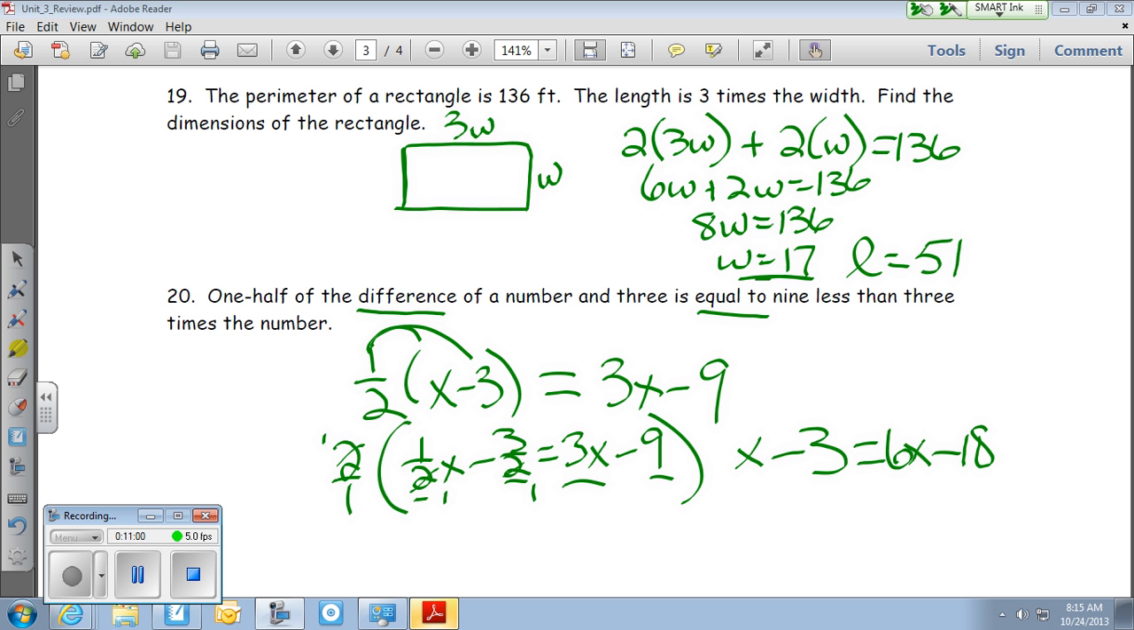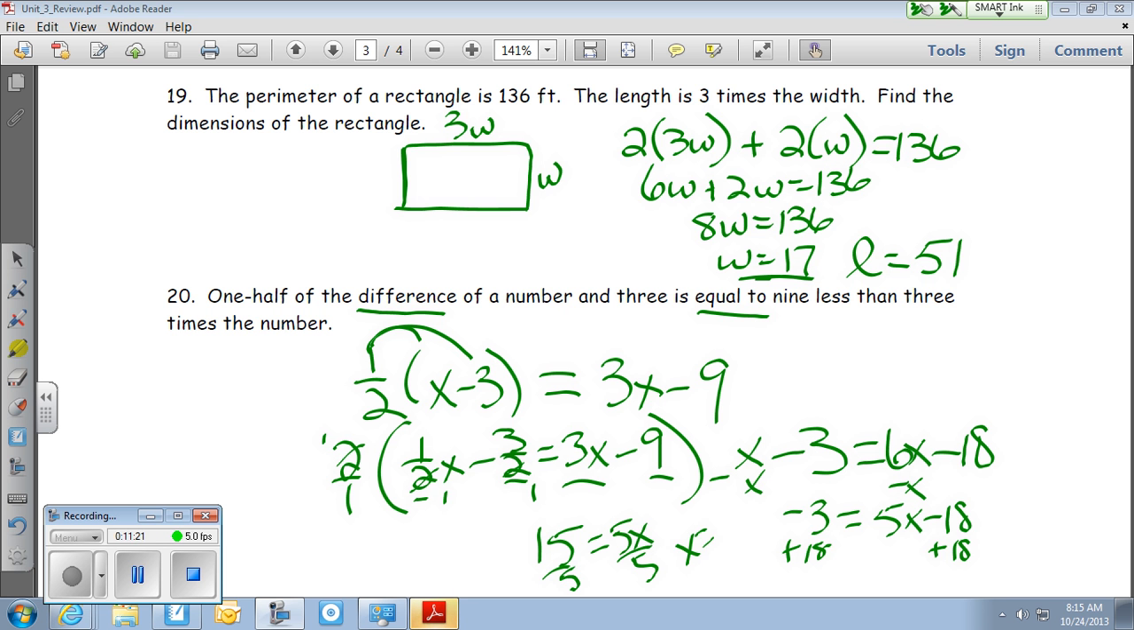Then I'm going to move my variables to one side. So I'm going to subtract x. I get negative 3 is equal to 5x minus 18. I'm going to add 18. Have to move over here, sorry. 15 is equal to 5x. Divide by 5. X is equal to 3.